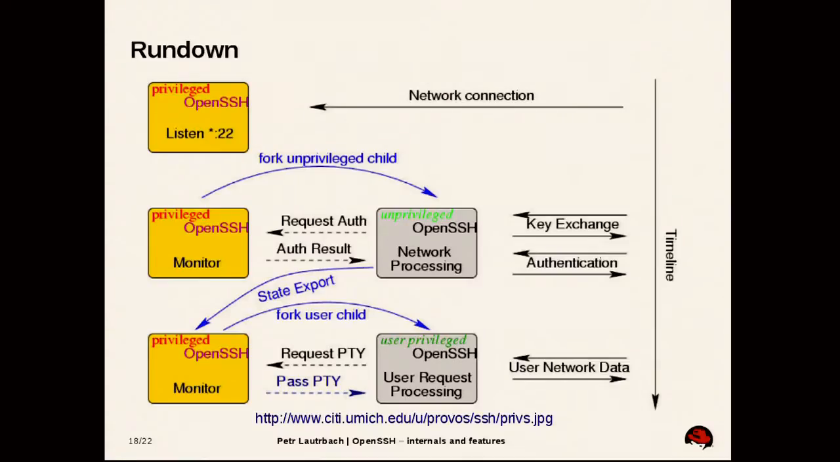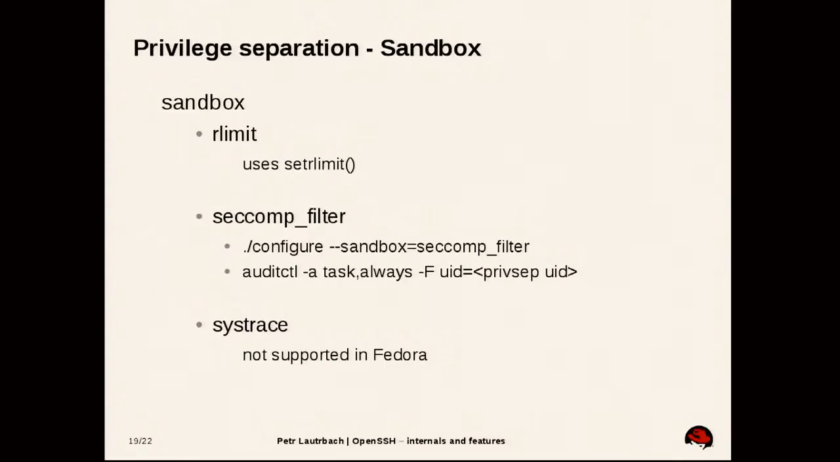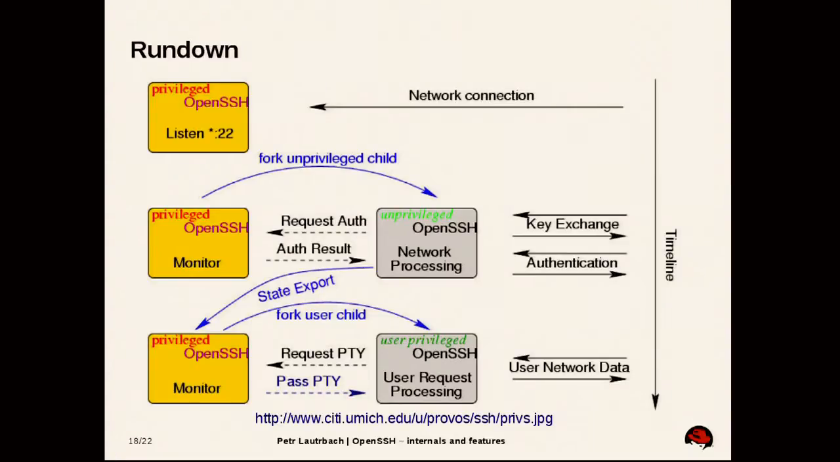The monitor then again forks a child. This time it's not unprivileged in the sense of the SSHD UID, but it runs with the user's UID. This user process does all the next things: it works with network data, sends, and gets requests from the user. This privilege separation is only done by changing UID or changing root.